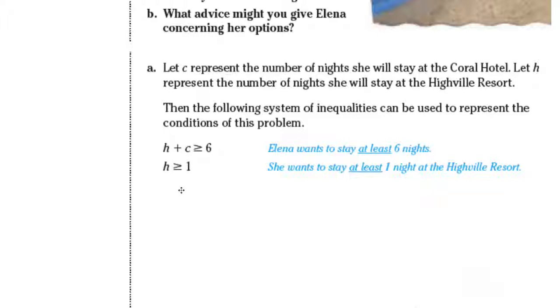Okay, and another inequality would be $130 per night for the Highville Resort, $85 per night for the Coral Hotel. And when she spends that, she doesn't want to spend more than $700, so less than or equal to $700. So those are the three inequalities.